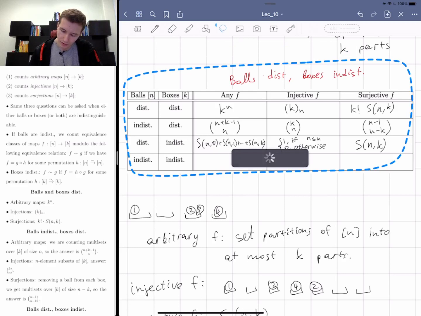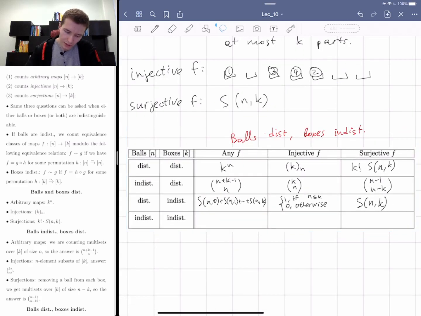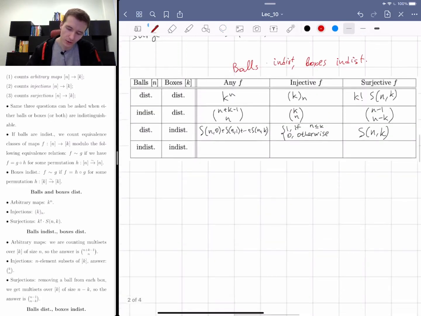Finally, let me consider the case where the balls and the boxes are indistinguishable, which is sort of the easiest and simultaneously the hardest as far as the counting goes. So first of all, arbitrary. Yeah, first of all, let me draw the picture. You have indistinguishable boxes, and then you have indistinguishable balls.